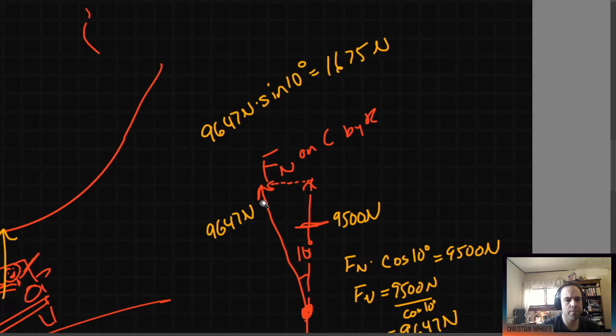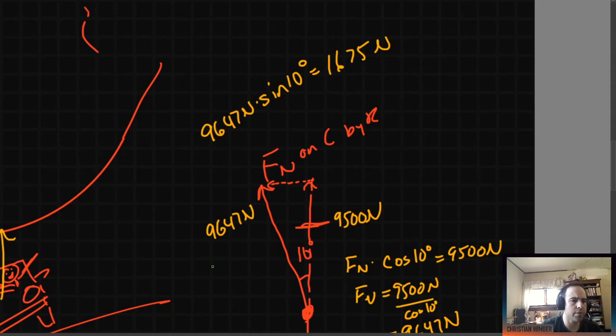All right, now we could go ahead and run this through the Pythagorean theorem, just to make sure real fast. If I take the 1675 squared, and then I take the 9,500 squared, add those two together, and then take the square root, I get the 9,647. Good. So just making sure that those two added up, checking out the Pythagorean theorem.